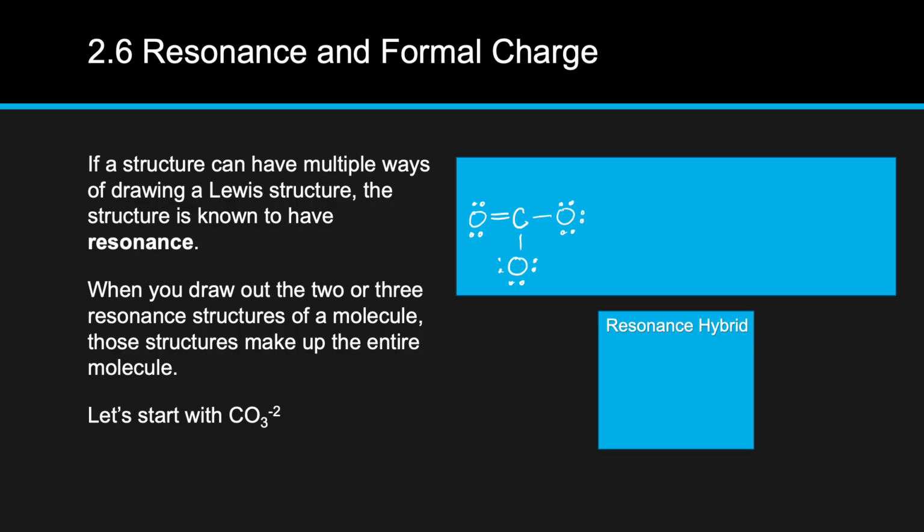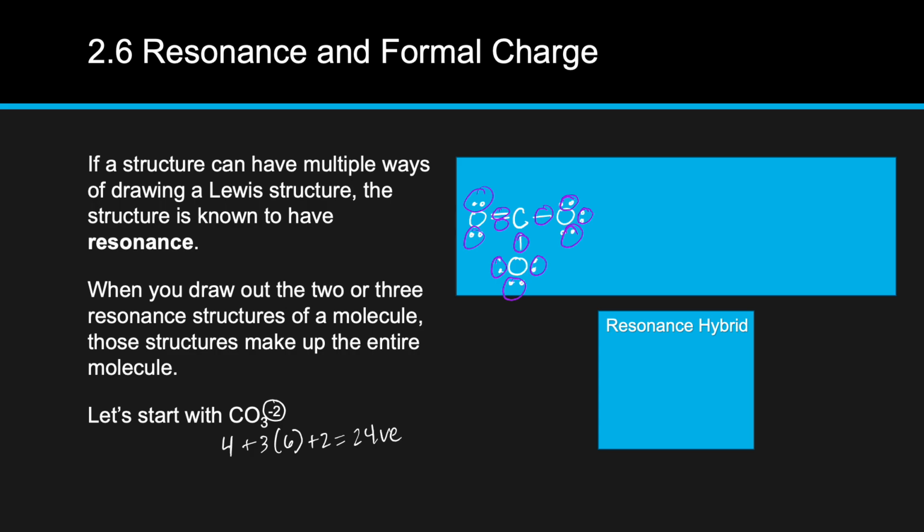Now looking at these, I can always double check my work, right? I know carbon has 4 valence electrons, and then oxygen has 6. And then I have a -2 charge, which means I also have an added 2 electrons to my total valence electrons in the molecule. So I should have a total of 24 valence electrons. And if I look at the molecule I have now, I have 2, 4, 6, 8, 10, 12, 14, 16, 18, 20, 22, 24. So this would be a correct molecule.